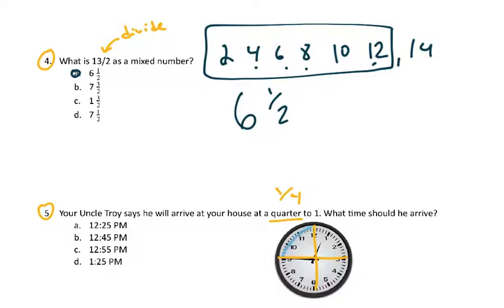Remember, a quarter of the clock is from here to here. So if you count, that's 5, 10, 15 minutes. So it's 15 minutes until 1 o'clock. That means that it is 12:45 p.m.